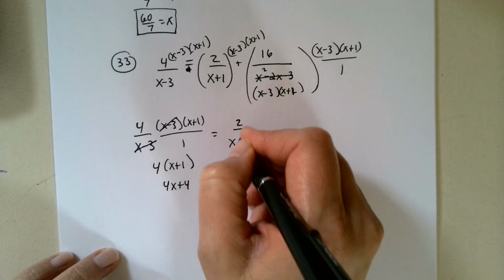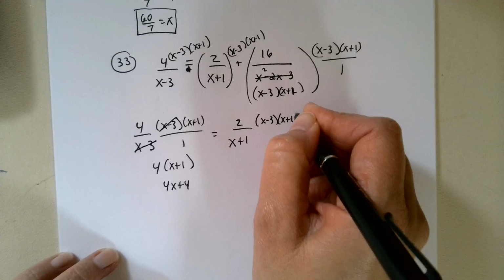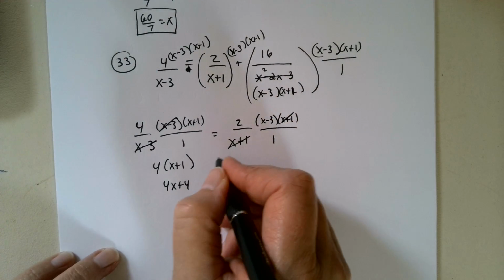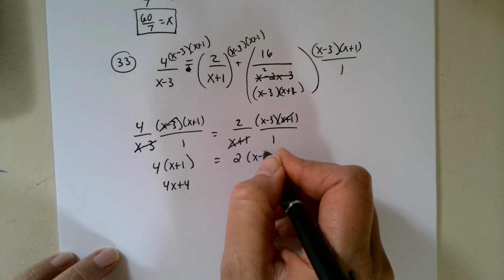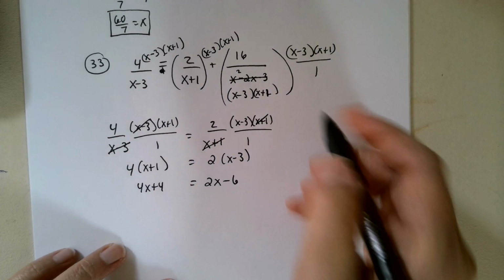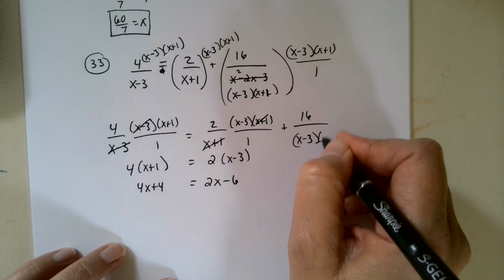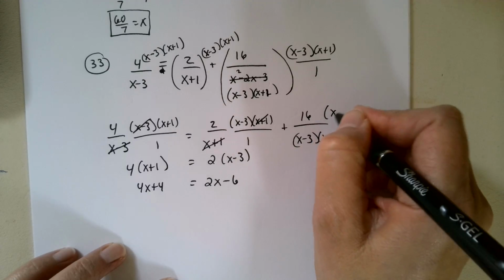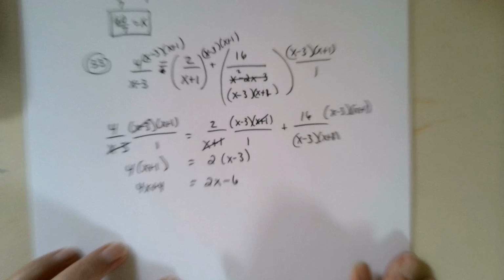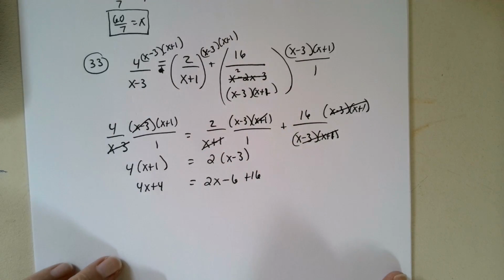I've got 2 over x plus 1. I want to multiply that by x minus 3 and x plus 1 over 1. The x plus 1's are going to cancel out, and that's going to leave 2 times x minus 3. When I distribute, I'm going to have 2x minus 6. For my last term, I have 16 over x minus 3 and x plus 1. The entire denominator cancels out, and it leaves 16.